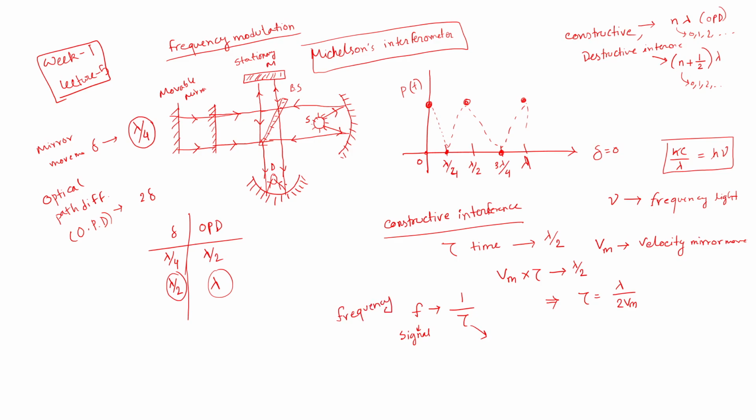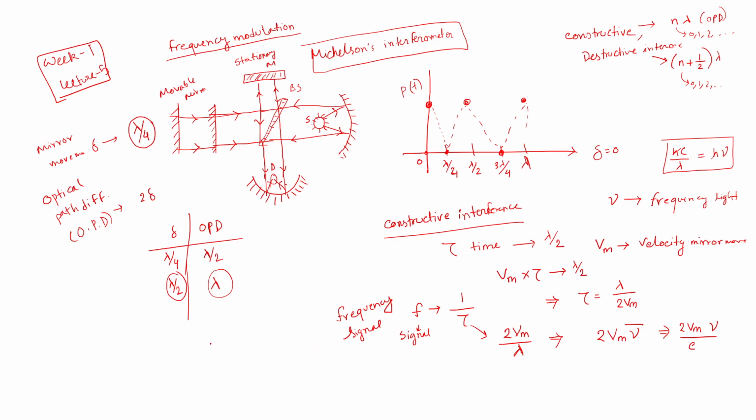This is not the frequency of light. The frequency of the signal will be 2 Vm by lambda, and this lambda is also related to the light, right? From here we will get 2 Vm into nu bar, or 2 Vm into nu by c, the frequency of light.